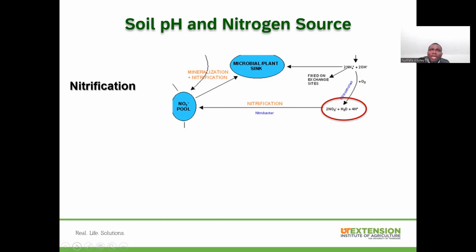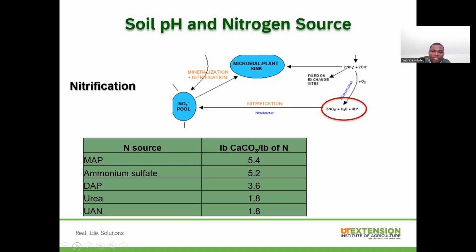Meaning that any N source, whether it's fertilizer or a legume that produces ammonium, if that ammonium is not taken up by the plant and it's converted to nitrate, there's a likelihood that it could increase soil acidity. And the acidity varies with different nitrogen sources. The table you see here is the amount of calcium carbonate, or the liming material, that is required per pound of different nitrogen sources.